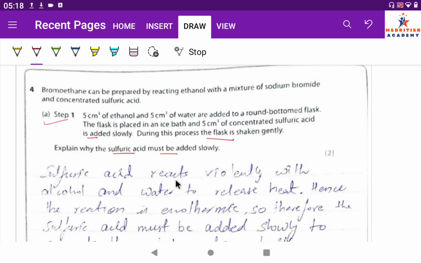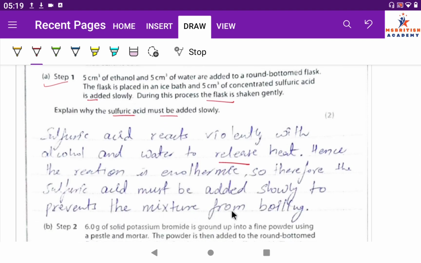Because sulfuric acid reacts violently with alcohol and water to release heat. Hence, the reaction is exothermic. So, therefore, the sulfuric acid must be added slowly to prevent the mixture from boiling. Because it is exothermic, it can boil the solution.